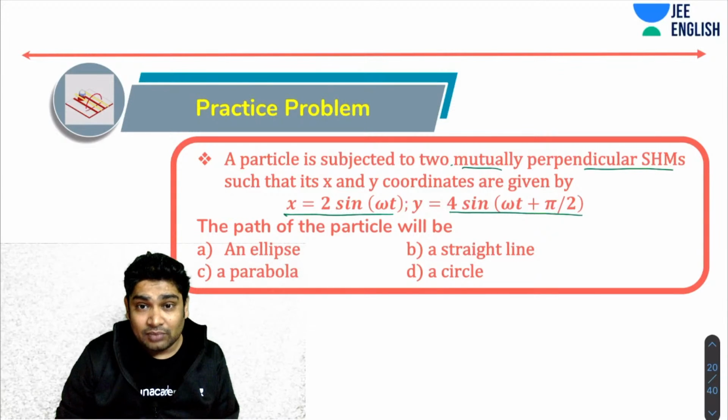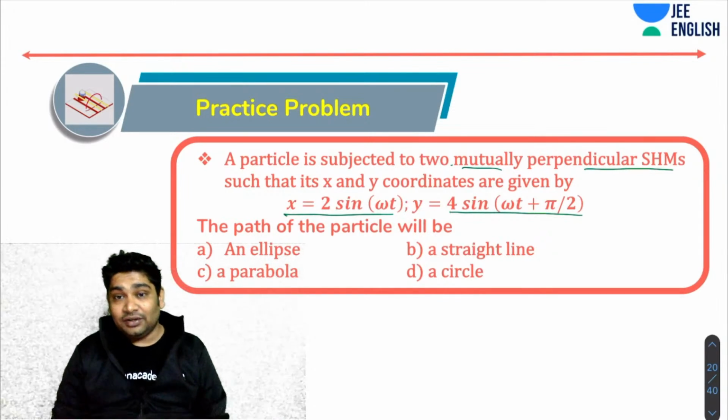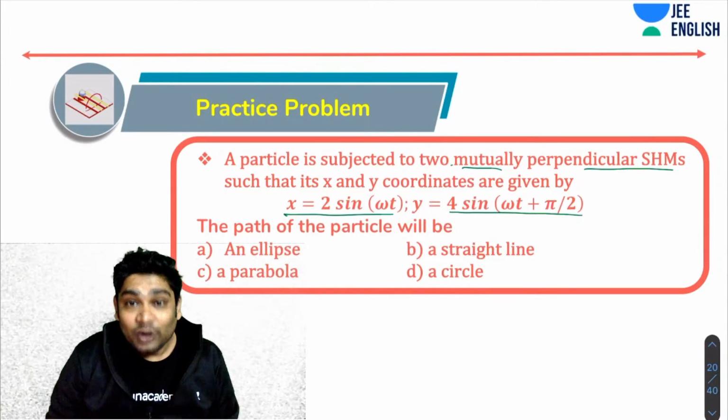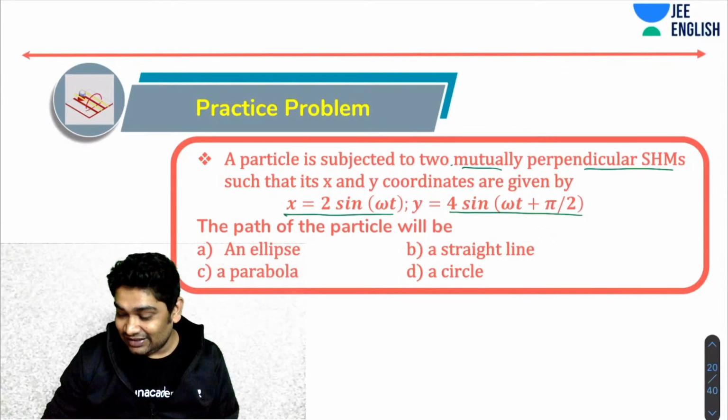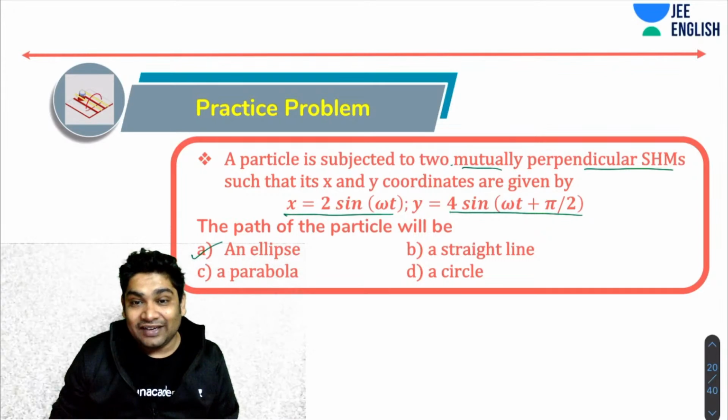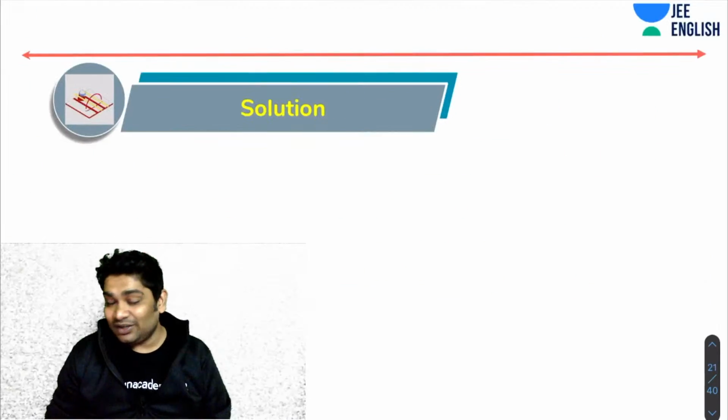Okay, so I guess you guys are confused about mutually perpendicular systems. Is it? So I'll tell you how. Okay, AP says A, ellipse. Yes, that is the correct answer. That is in fact the correct answer. AP, well done. Okay, Mahi, you also gave the right answer.